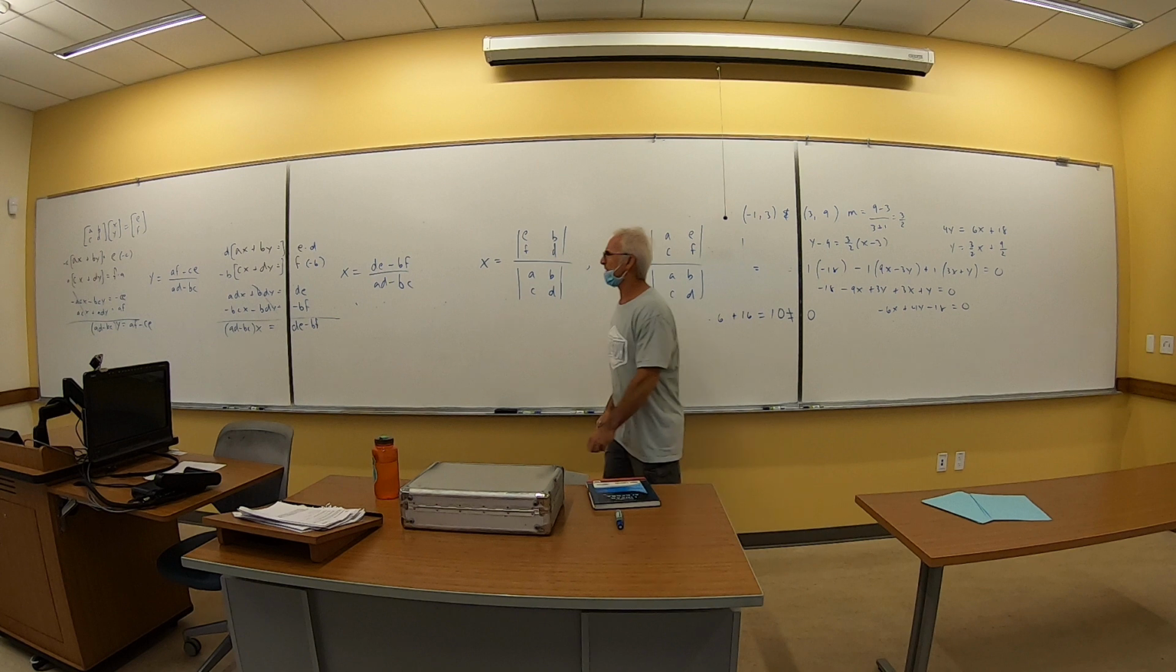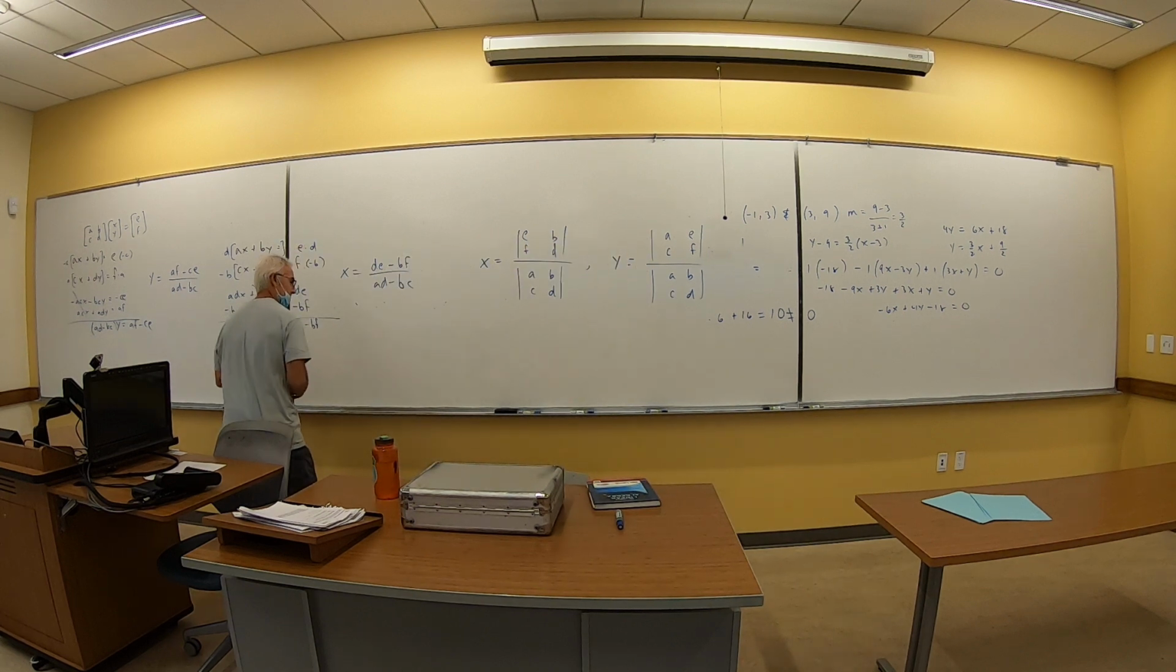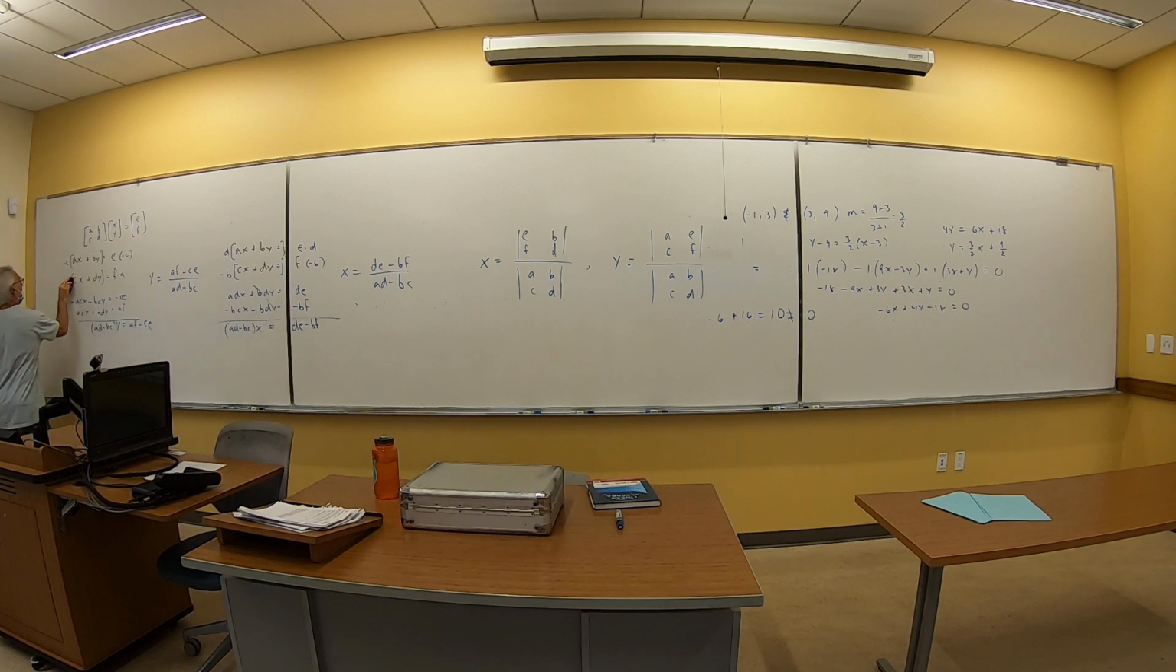So go back to the system that I started with. Let me erase all the peripheral stuff here. This is the system that I started with. It's kind of obvious now. My denominator is clearly the determinant of the coefficient matrix.